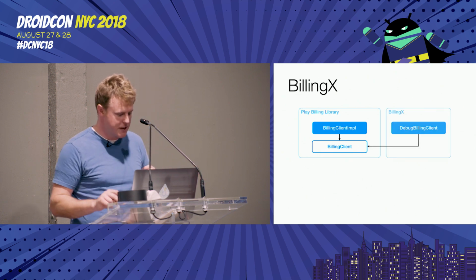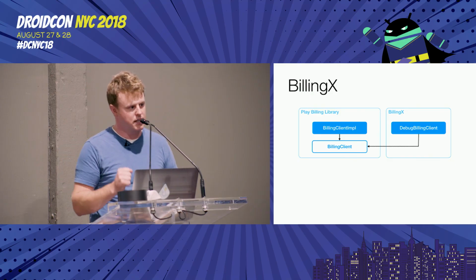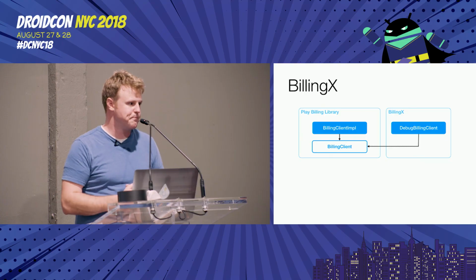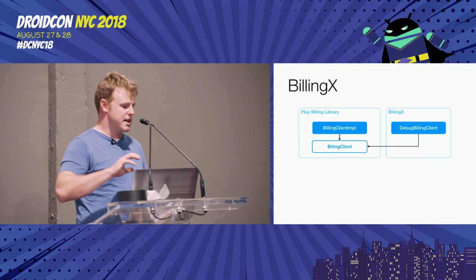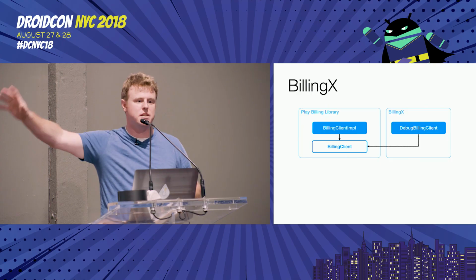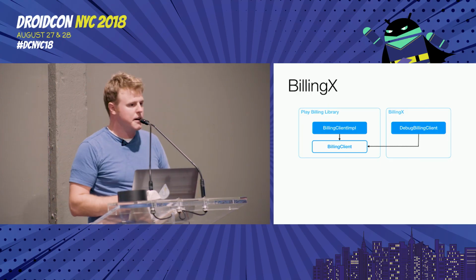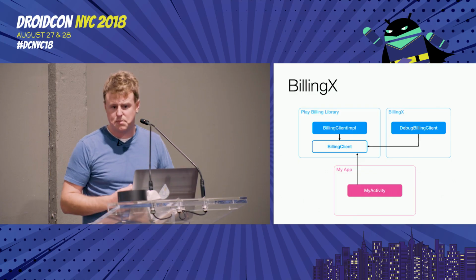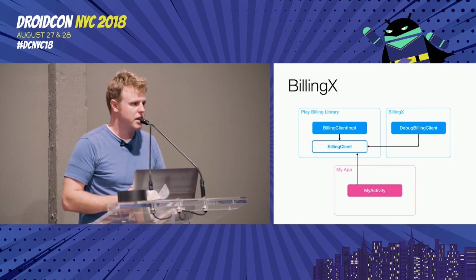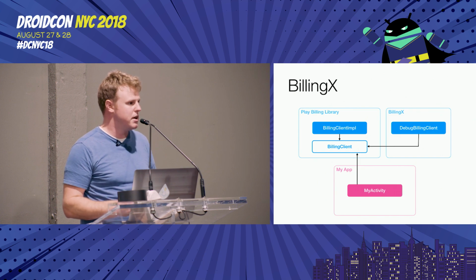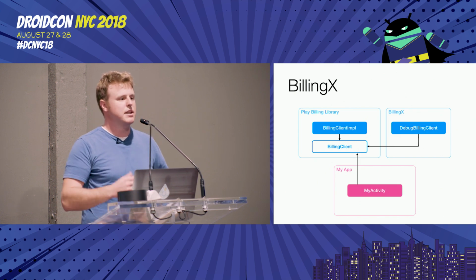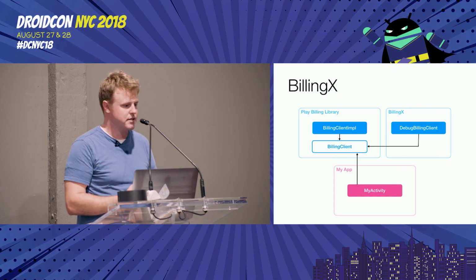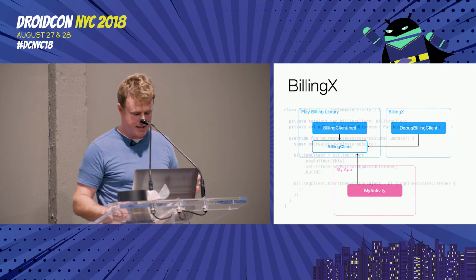What we do for BillingX is actually re-implement that billing client abstract class with our own debug billing client. This debug billing client is then going to, instead of talking to the Play Store, talk to something else, which we'll get into in a little bit. And the reason this is so easy is because all of your app code that already talks to billing client doesn't need to change. The only thing that needs to change in your app to use BillingX in your debug builds is the code that actually fetches a billing client. All right? So let's take a look at what that looks like.